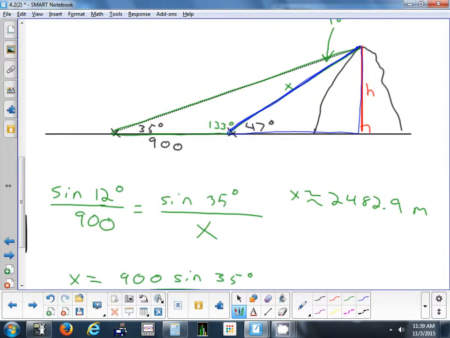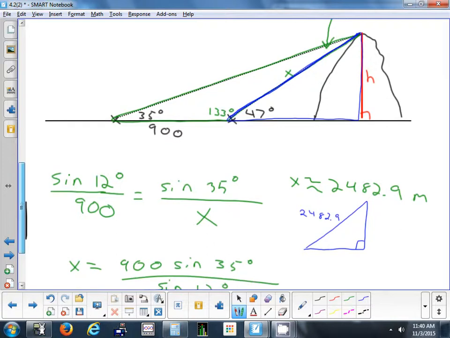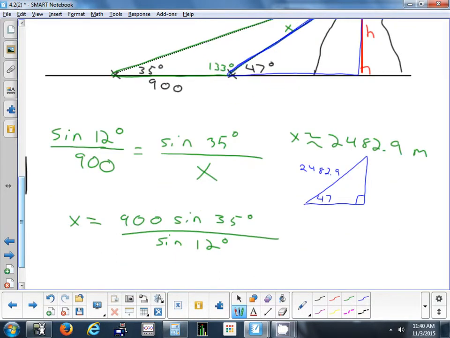No, but now I'm going to look at this triangle in blue. Okay, I'm going to draw it right here. For the triangle in blue, side x is really the what? Yeah, I just found the hypotenuse of that triangle. Okay. 2,482.9. And how big is this angle in the lower left? It's 47. That's my height. That's the height I want to find.